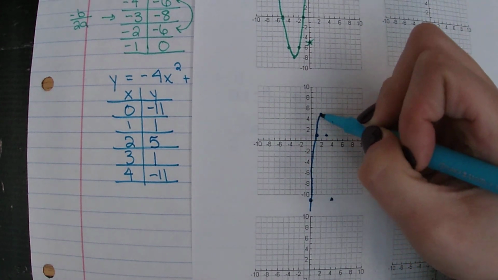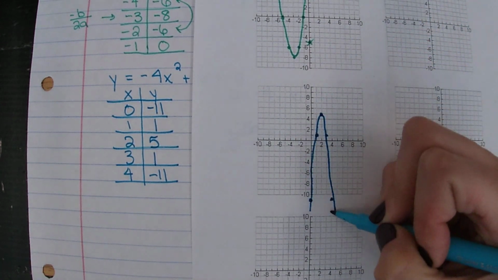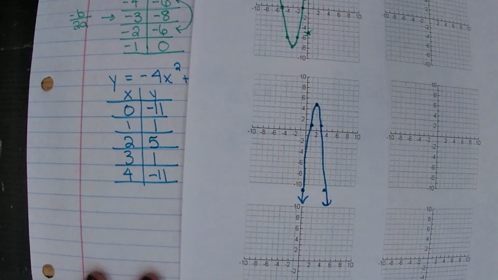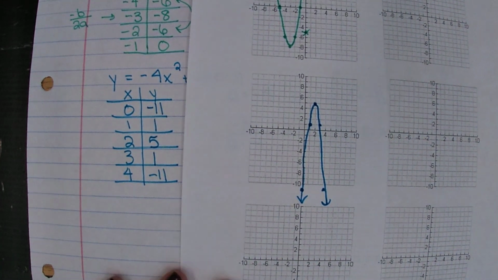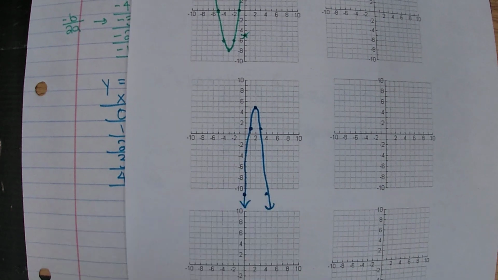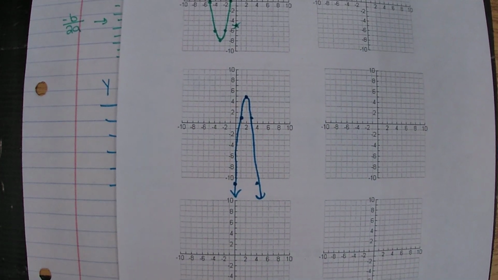And you'll notice as that a value got bigger, I mean, it's negative, but 4 is bigger than 2, so it's flipped upside down for the negative, but it's even skinnier because of the a value being larger than 2.